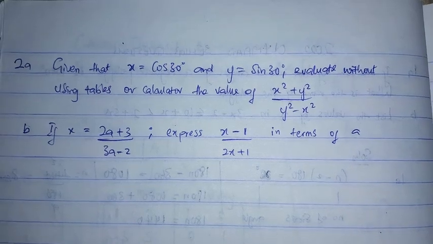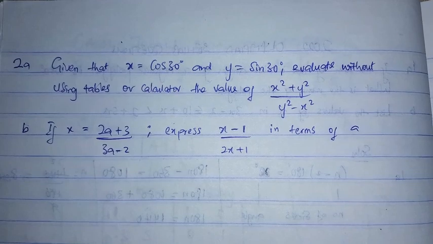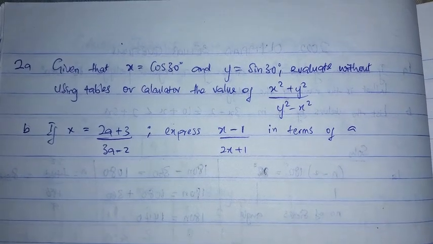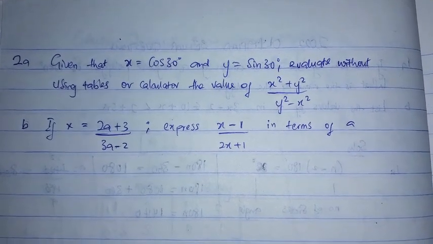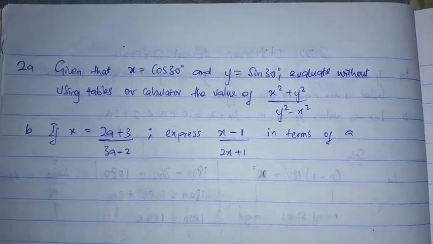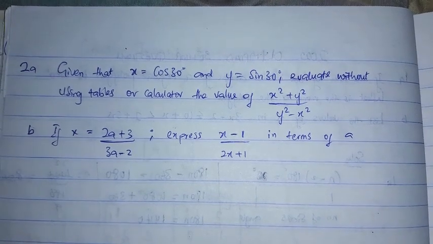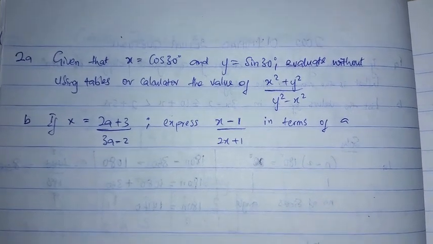Okay, so this is question 2. Question 2 says, given that x equals cos 30, y equals sin 30, evaluate without using a table or calculator the value of this. And 2b says, express in terms of a (x minus 1) over (2x plus 1) if x is equal to (2a plus 3) all over (3a minus 2).